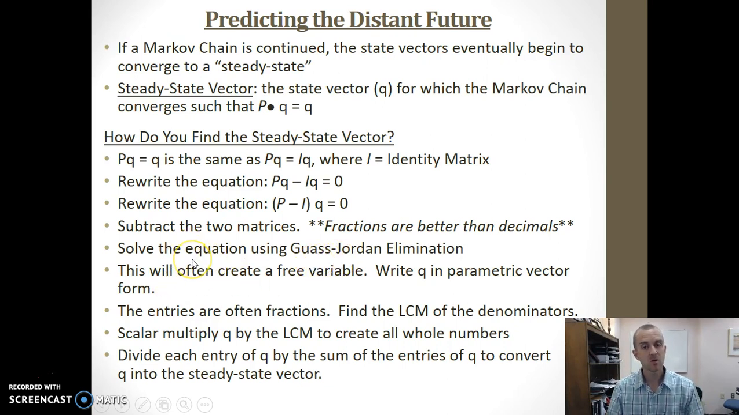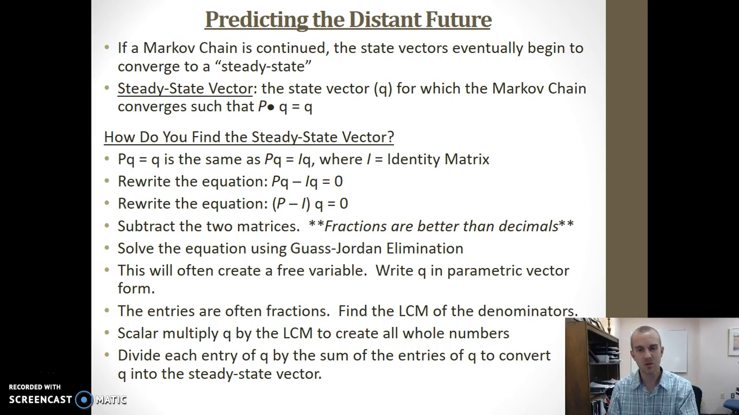Now, as you do this, you're likely going to end up with a free variable. That's what's expected, one free variable. And what you would do is write your state matrix in a parametric vector form. So you'll end up with, say, x3, and everything's going to have some probability based on it. Now, within that vector, you're going to have things as fractions. You want to change those using the least common denominator so that all the numbers in that column become whole numbers. And then you're going to use scalar multiplication to convert them into probabilities.